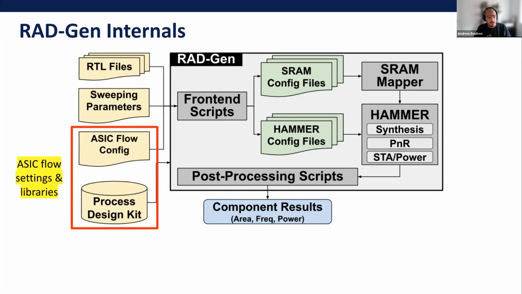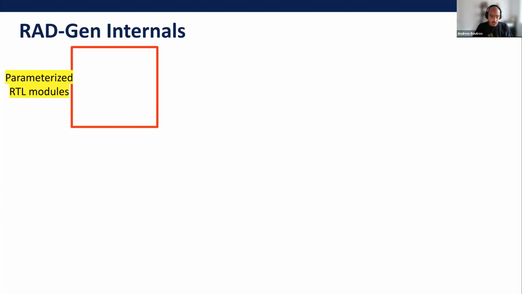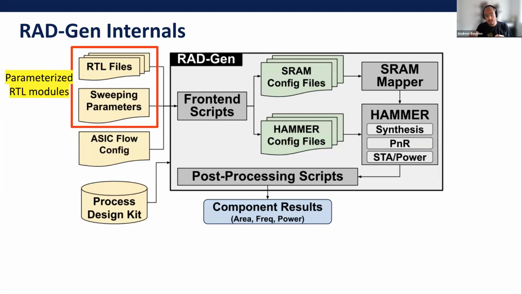So basically, the inputs that you give to RAD-Gen are a configuration file that specifies some of the high-level settings for the ASIC flow, and also a process design kit, or a PDK, that you want to use. You also give it the RTL files for your blocks that you want to evaluate, and some of the parameters that you want to sweep.